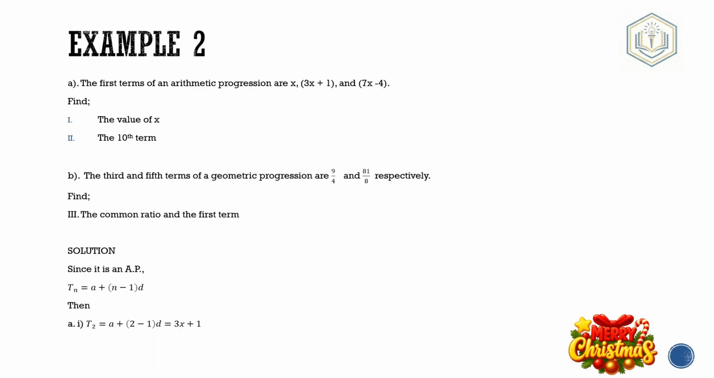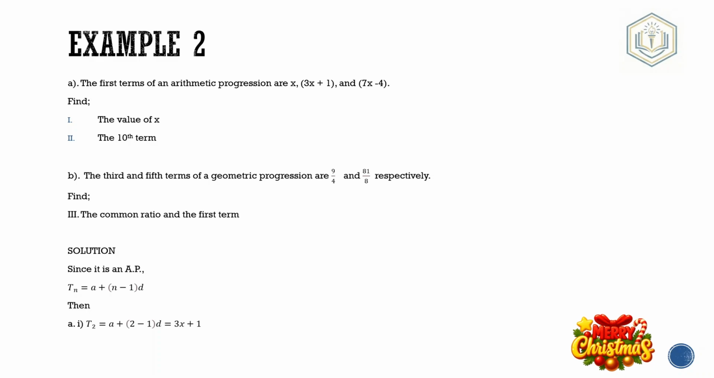Now since the first question, the A part question, is an AP question, we will use all the principles involved in solving arithmetic progression to get the value of x and to get the 10th term. So already we know to get any term in an arithmetic progression, we use the nth term formula for AP, which is our t subscript n equals a plus what? Open a bracket n minus 1, close a bracket d.